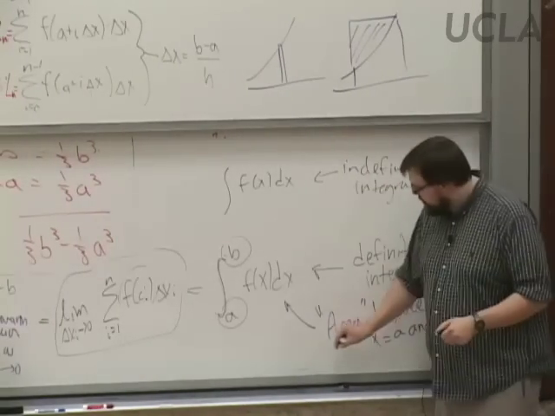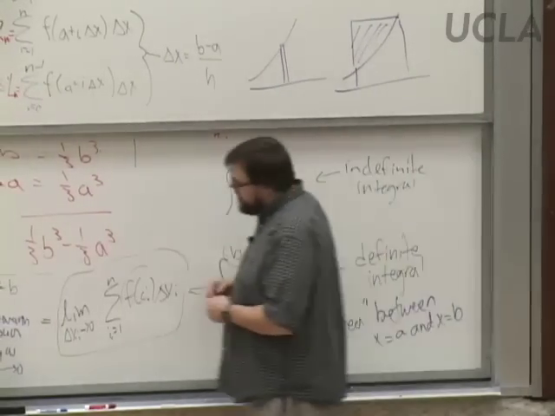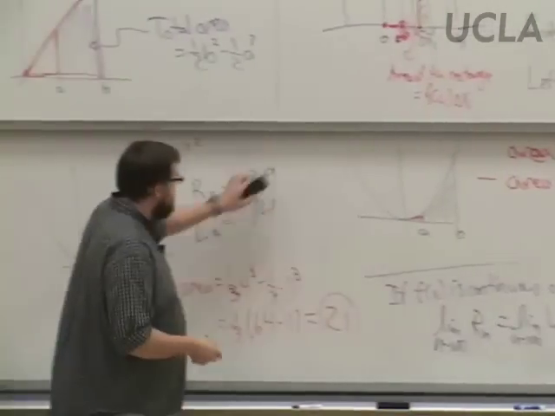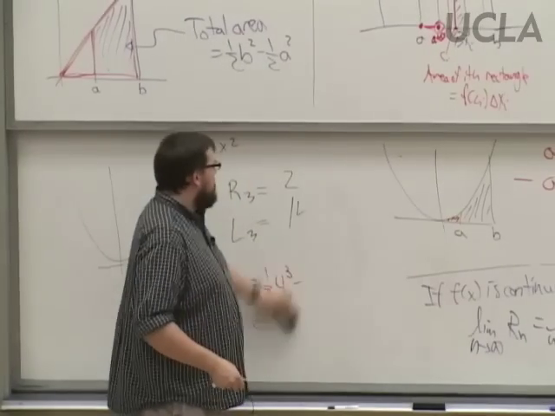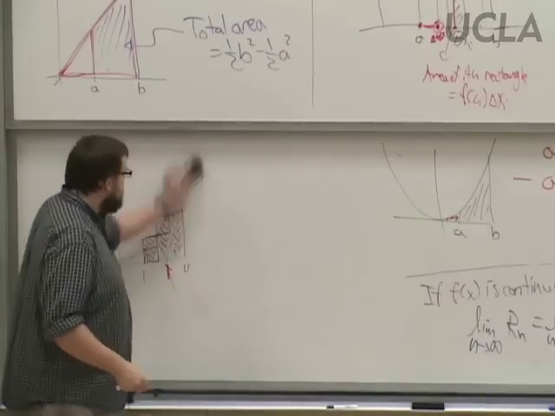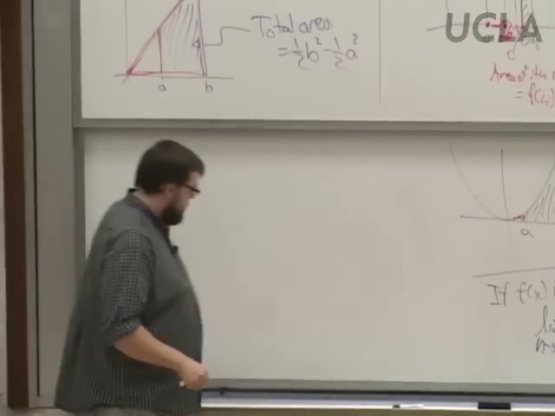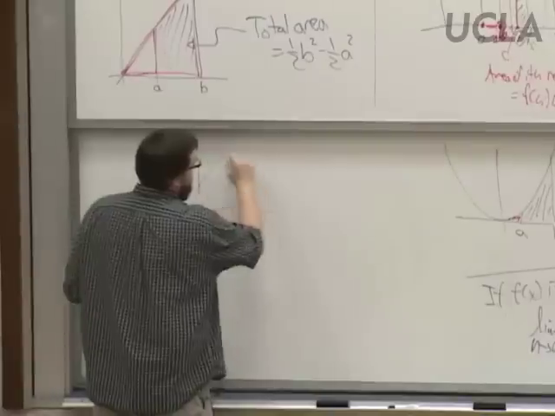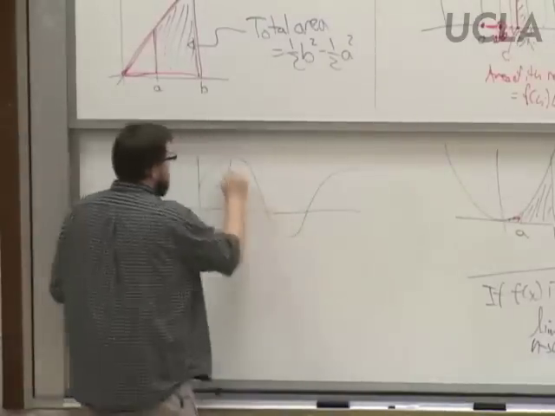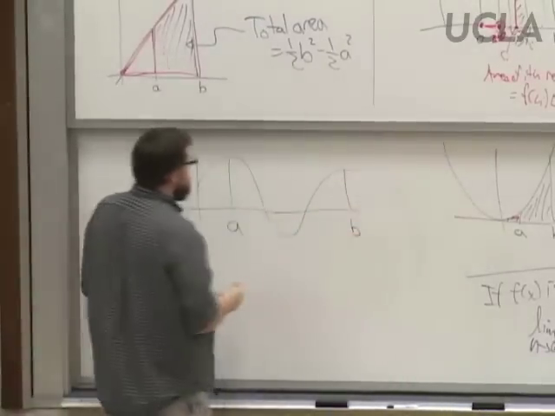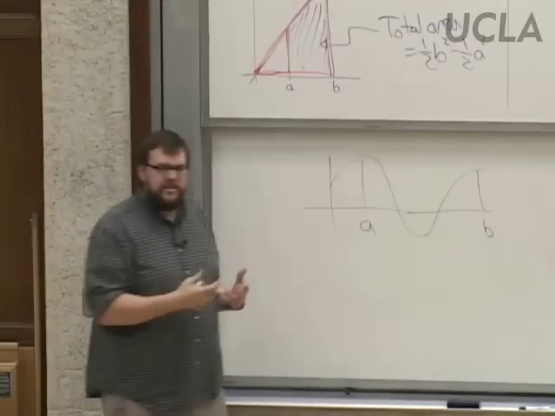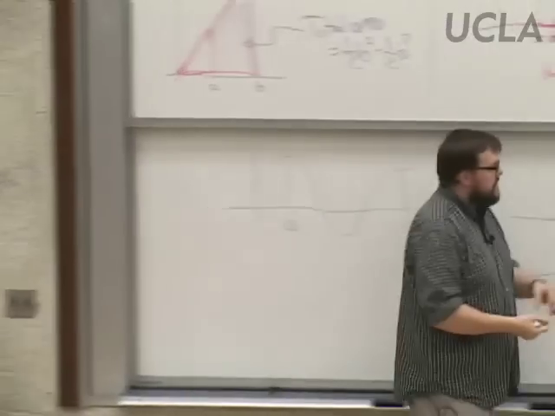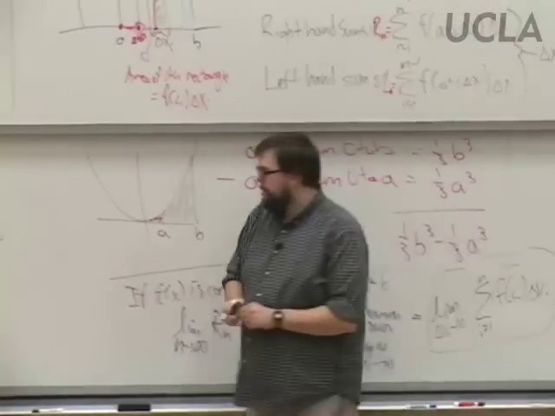Now, the other reason I put area in quotation marks is we have a tendency to always think of area as being something positive, something that we can measure. But here, when I say area, I'm going to allow for the possibility of negative area. So in other words, if I have a function and it does something like this, and I start here at A and I end here at B, we know functions that do this. Things like sine and cosine, for example. And I say, well, what's the definite integral from A to B of f of x dx?